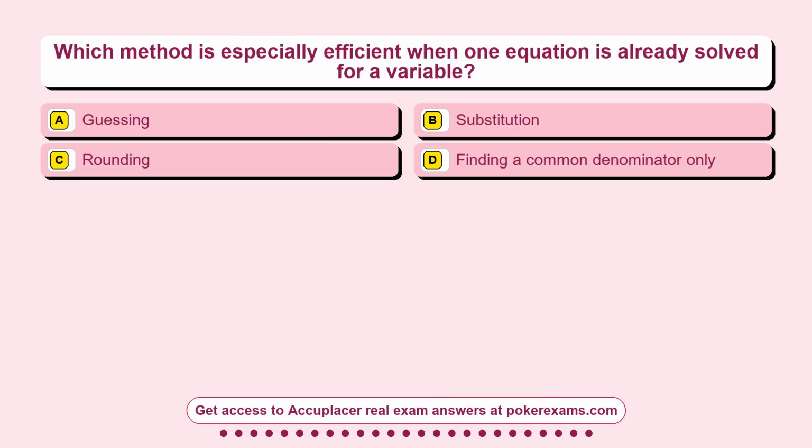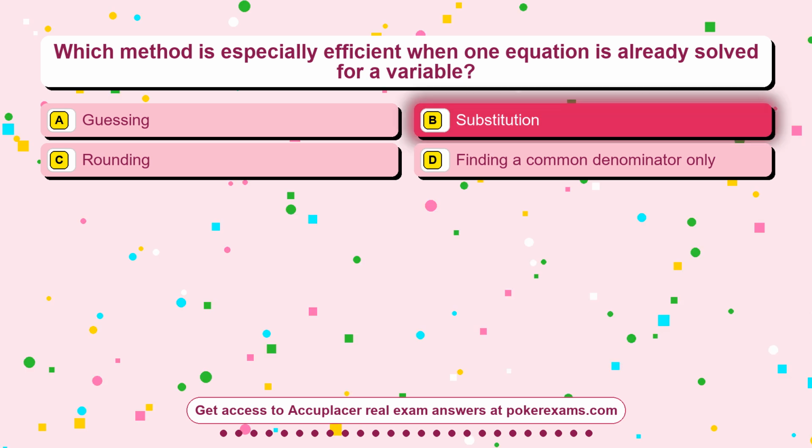Question 14. Which method is especially efficient when one equation is already solved for a variable? Option A, guessing. Option B, substitution. Option C, rounding. Option D, finding a common denominator only. The correct answer is option B, substitution.